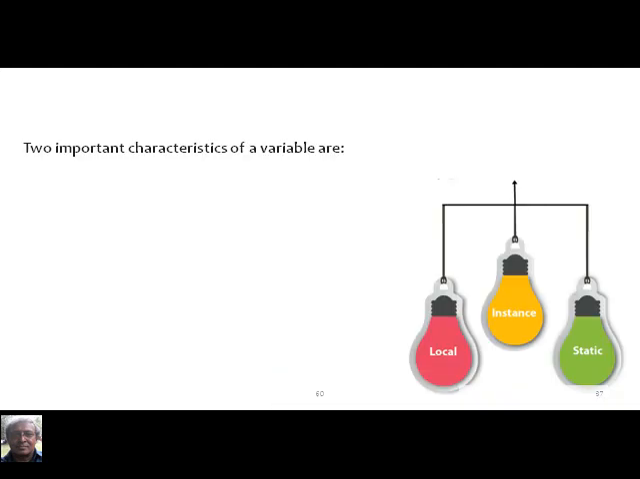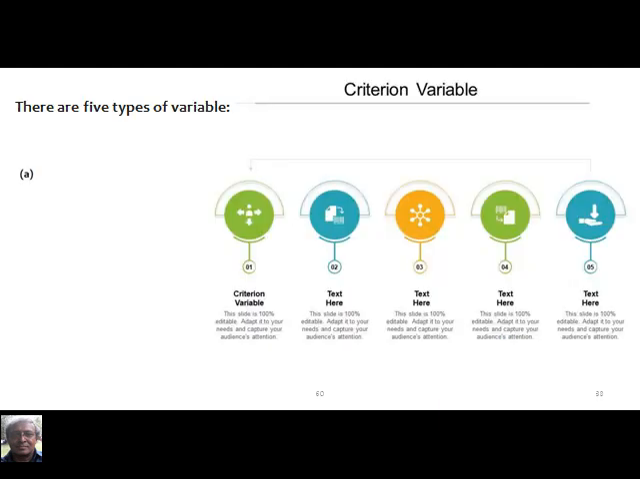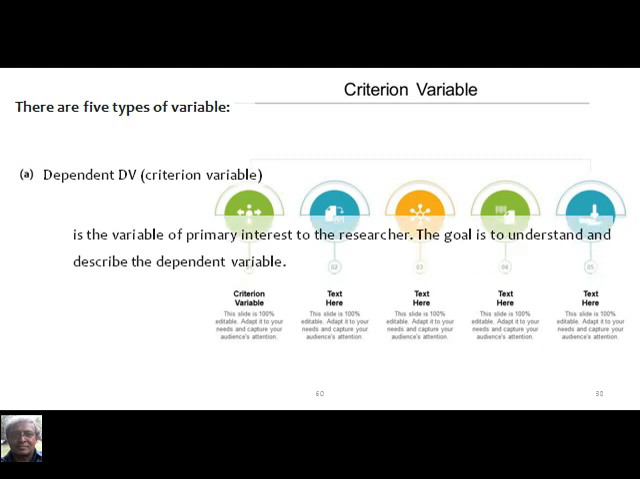Two important characteristics of a variable are: attributes composing the variable must be exhaustive, and attributes composing a variable must be mutually exclusive. There are 5 types of variable. Dependent variable, DV, or criterion variable, is the variable of primary interest to the researcher. The goal is to understand and describe the dependent variable.